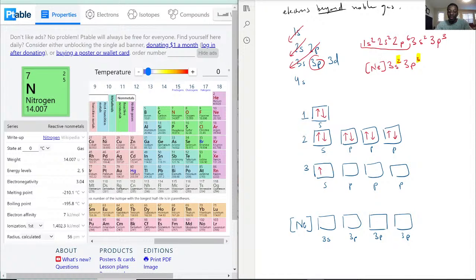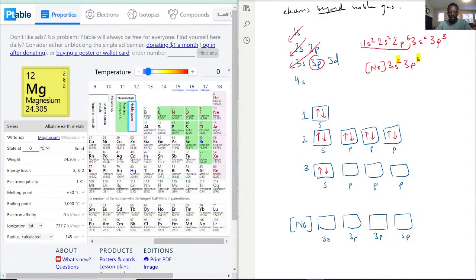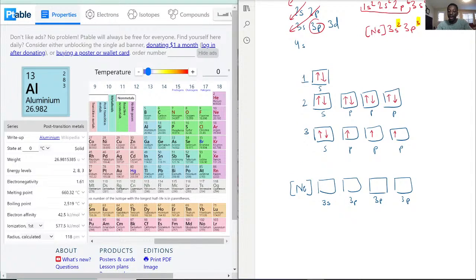Same thing here. We have the 3s representing the sodium and magnesium, and then, as you probably guessed, aluminum, then silicon, then phosphorus. Okay, that is what we'd have. So with that being said, this neon shorthand will also just reflect what's above.